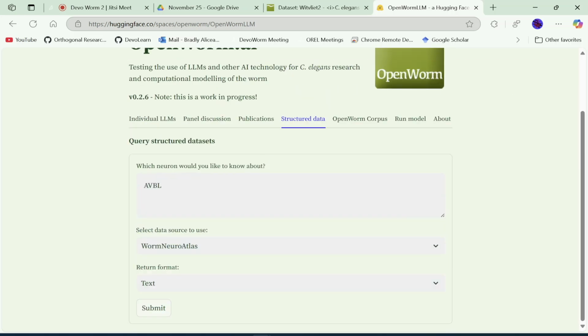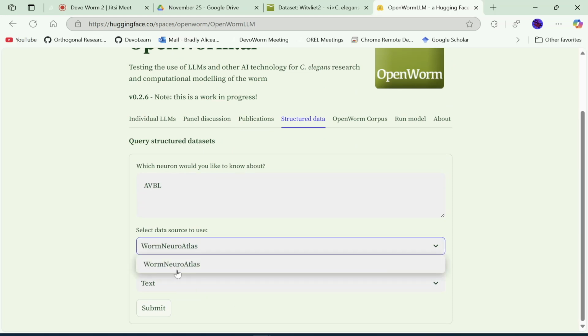Structured data, so you can actually query different types of sources. This is the Worm Neuro Atlas. Which neuron would you like to know more about? AVBL.